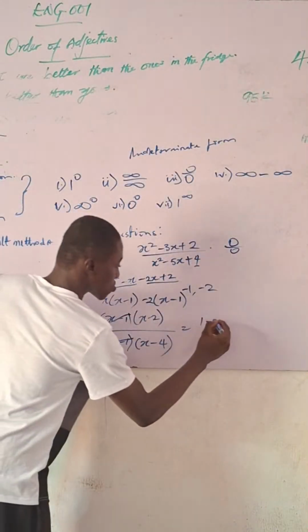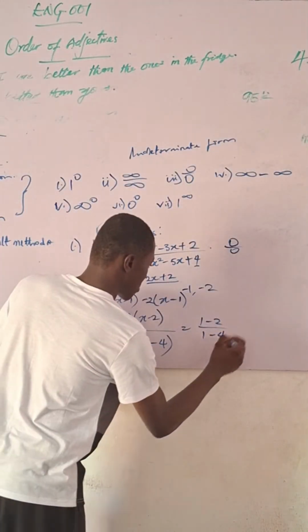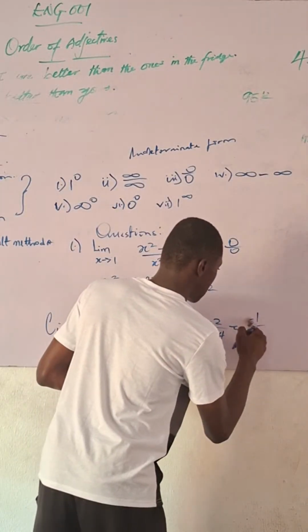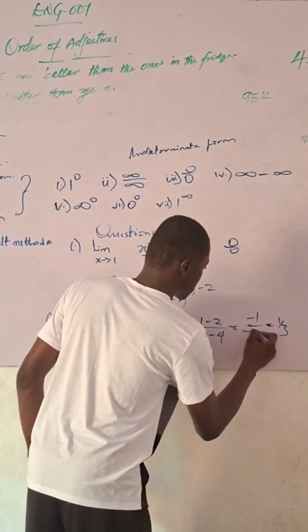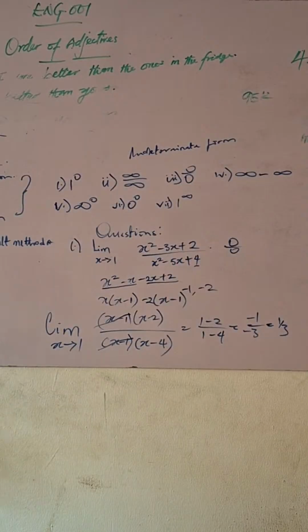So that will be 1 minus 2 over 1 minus 4. So this will be minus 1 over minus 3. So this will be 1 over 3. That's how you get 1 over 3. You get it? Yes, sir.